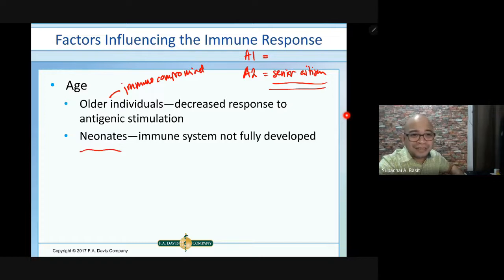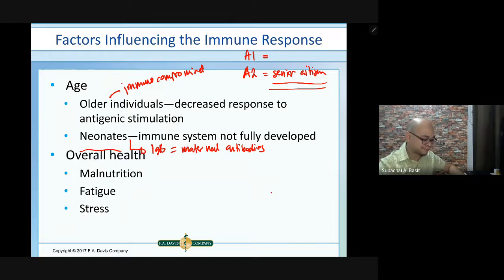Okay, the reason why neonates are considered to be vulnerable is because they are not yet fully developed. In fact, a neonate or a newly born individual cannot produce its own antibodies, and majority of the antibodies found in neonates are IgG, and IgG are the maternal antibodies. So the neonates cannot produce their own immune system.